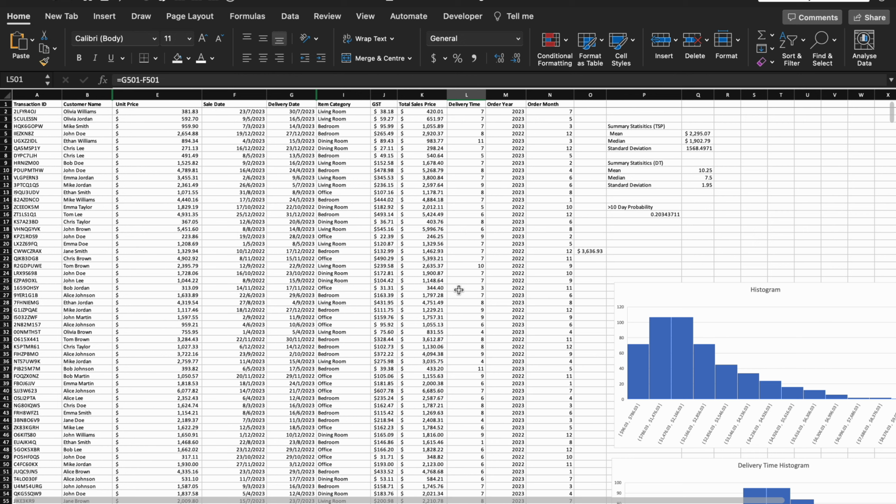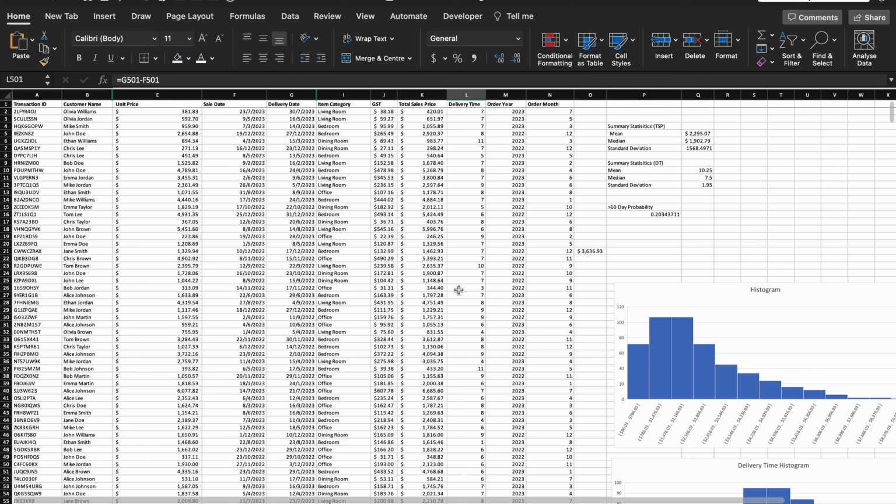And then back over here, created histograms for both delivery time and total sales price, I believe. And then pretty much, obviously, the normal distribution, delivery time.